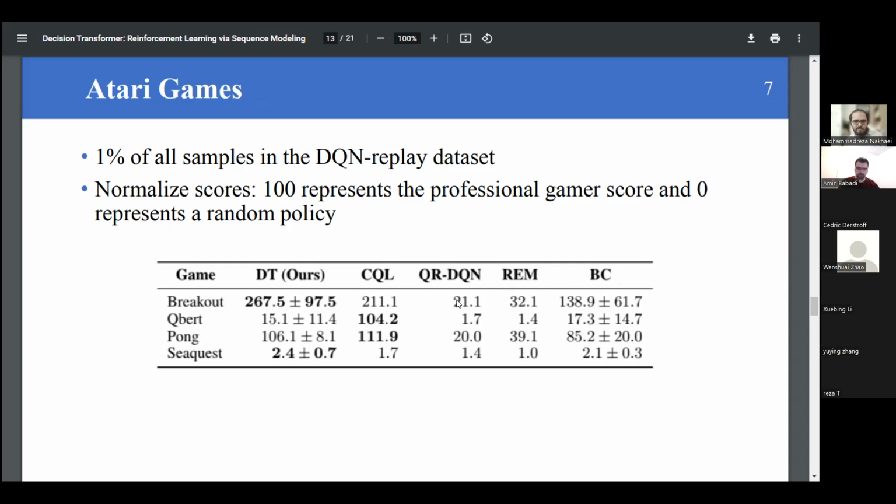These are strong algorithms in offline reinforcement learning, but in Qbert and Pong, conservative Q-learning performed better. In Qbert, we can say that the decision transformer didn't have a good performance compared to other algorithms, but in others it was acceptable and can even outperform the other methods.